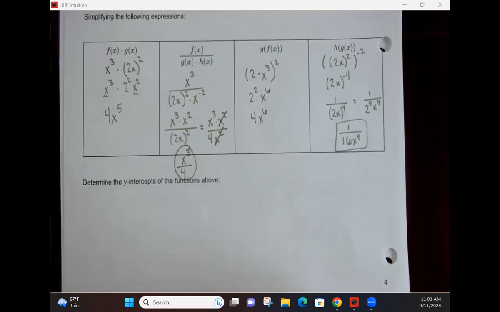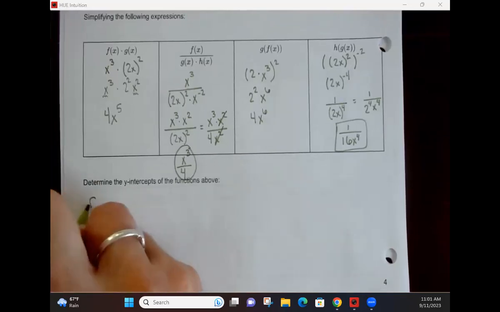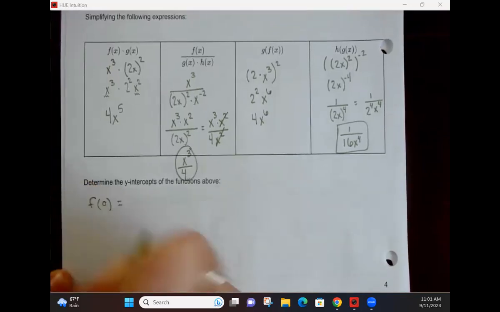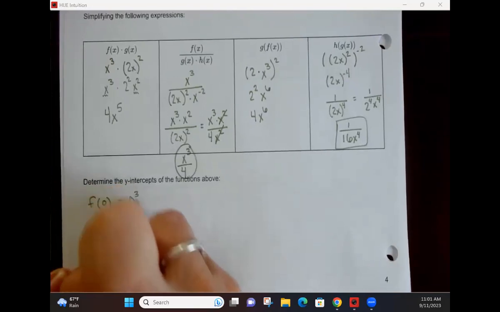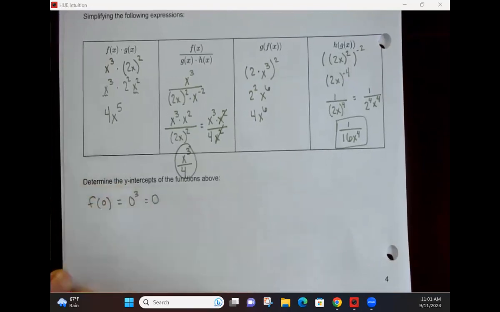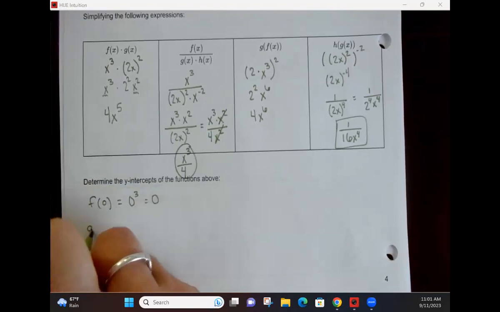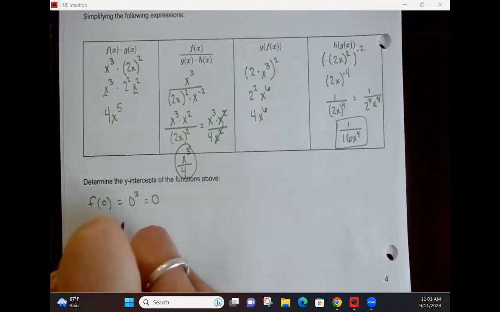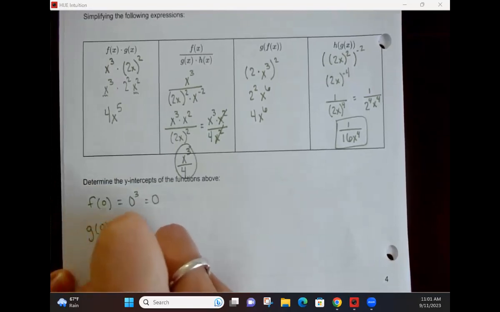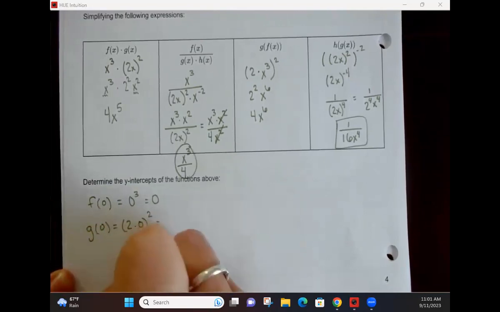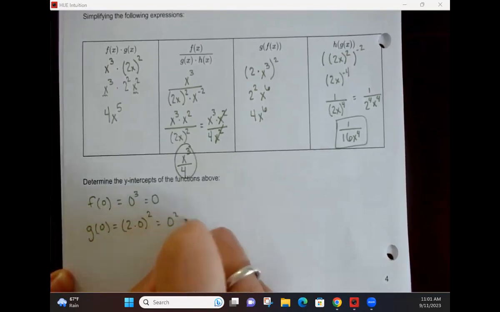What could I do? Plug in 0 for x. So f of 0 would be 0 cubed, which is just 0. G of 0 would be 2 times 0 squared. So 0 squared, which is 0.